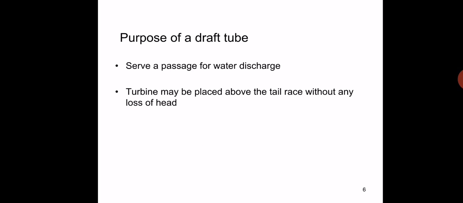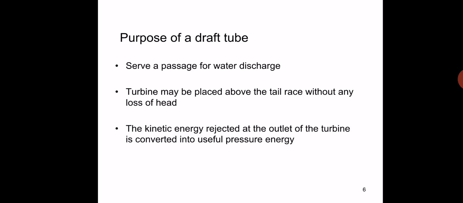What is the purpose of the draft tube? It is used as a passage for water discharge, and the turbine may be placed above the tail race without any loss of head. By providing the draft tube, the loss of head in the turbine is reduced. Also, it converts the kinetic energy into pressure energy, and it reduces the velocity at the exit of the runner.